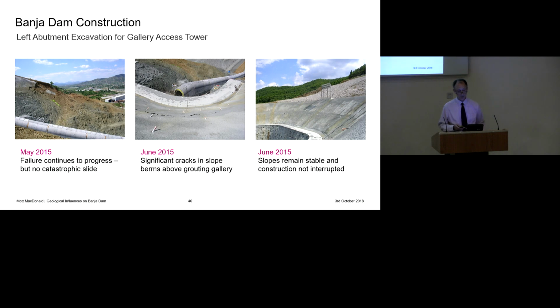So taking the story further on, by May 2015, you can see on the left-hand side the failure has progressed. But we've not got the catastrophic slide. I mean, we were expecting the big one. Every time it rained like mad, we were expecting the big movement, which was going to mean that we had to drop everything and get in and charge about and do extra works. But it didn't quite happen.